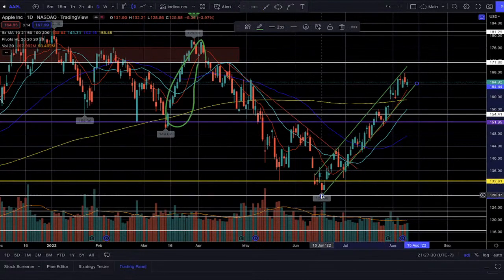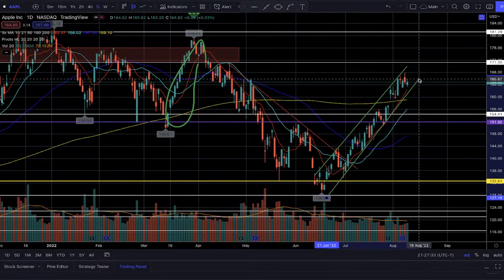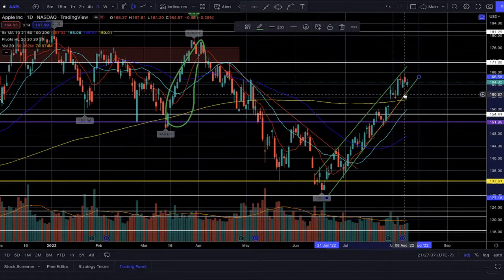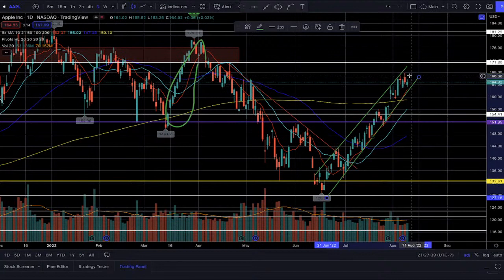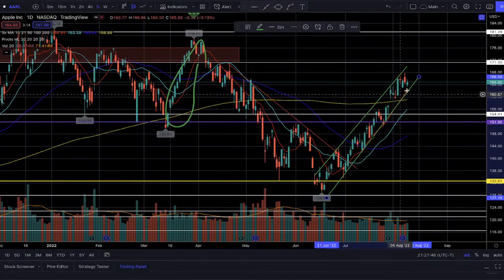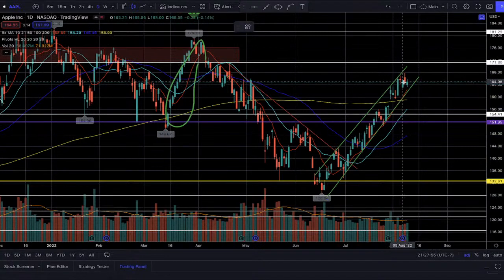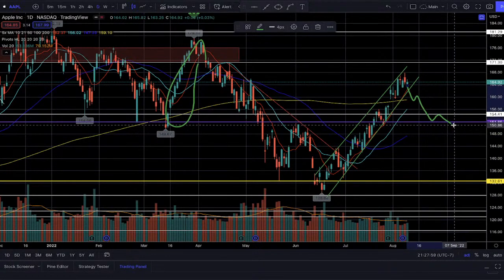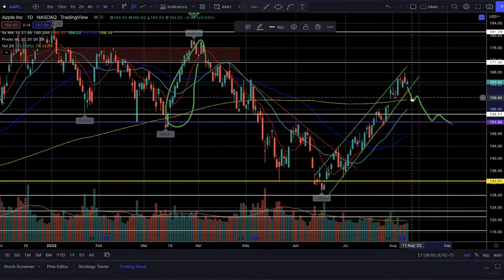As this channel tightens up at the top here, there's a possibility, just like with SMH, the semiconductor ETF, we can see a break below this ascending support, which is formed by the higher lows that you see here, and come back down and break below it, creating new lower highs and lower lows, which would create a pattern like this. So watch out for that on Apple.